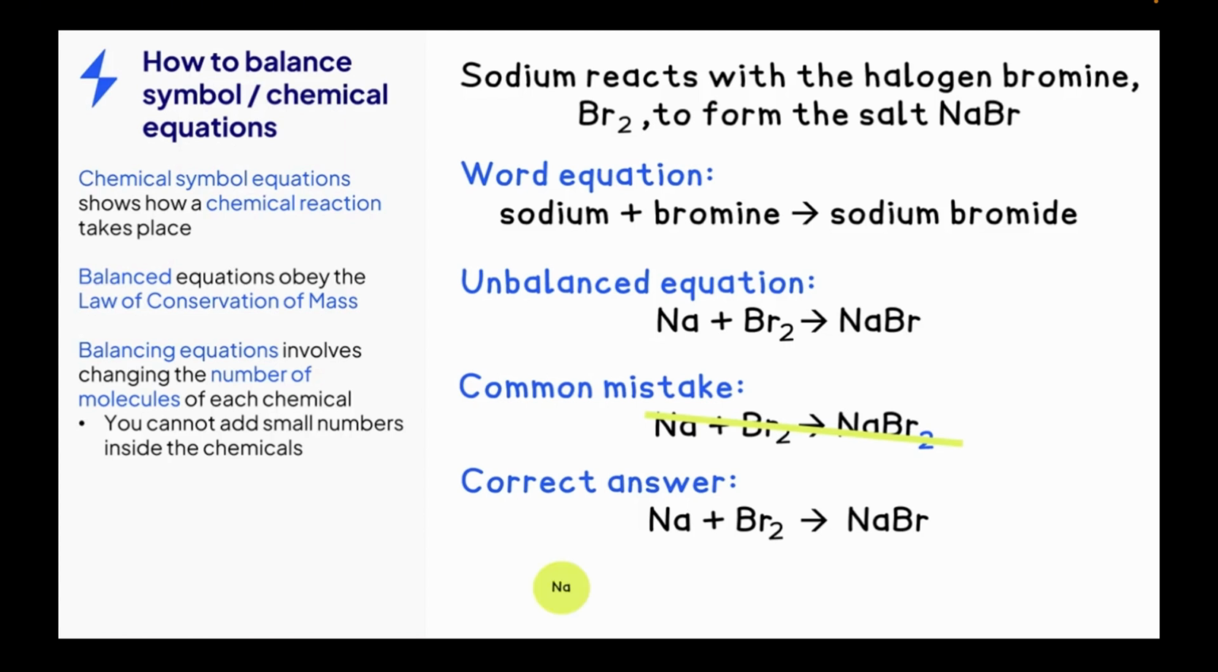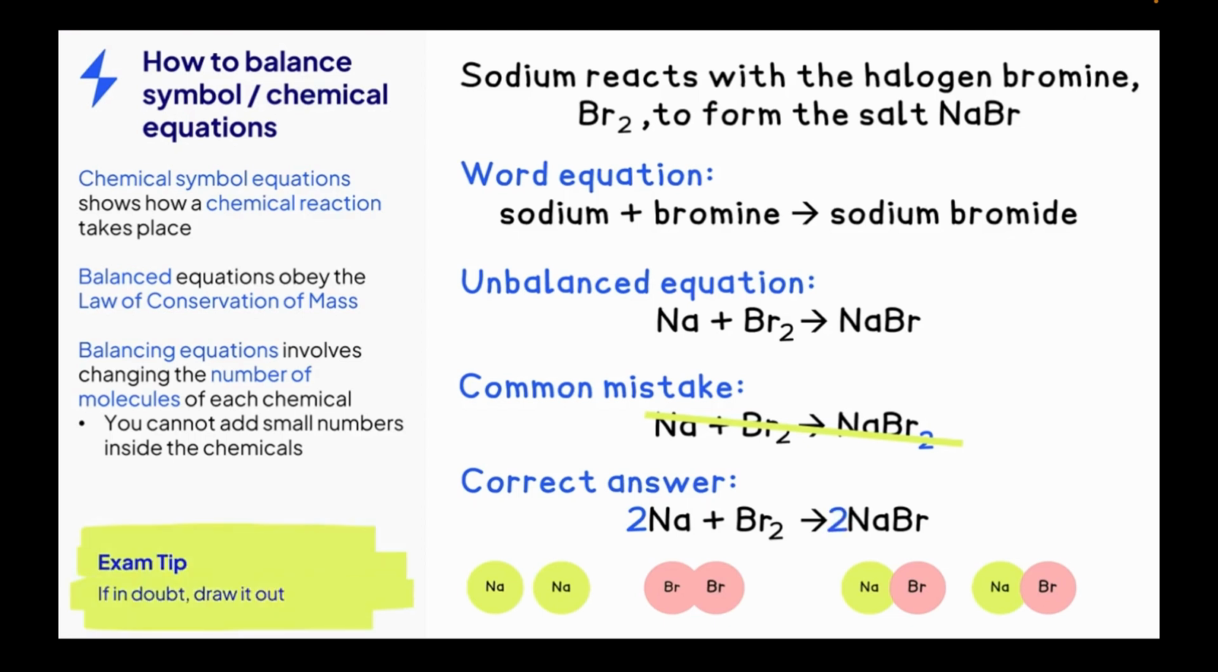We have one sodium atom and one bromine molecule, forming one sodium bromide molecule. To balance the bromine atoms, we need a second sodium bromide product. This means that the sodium atoms are now unbalanced, as there are two sodiums on the right-hand side. So, we need a second sodium atom on the left-hand side. Overall, we have a balanced chemical symbol equation with two atoms of sodium reacting with one bromine molecule to form two sodium bromide molecules. Drawing out the molecules helps visualise the balancing process.